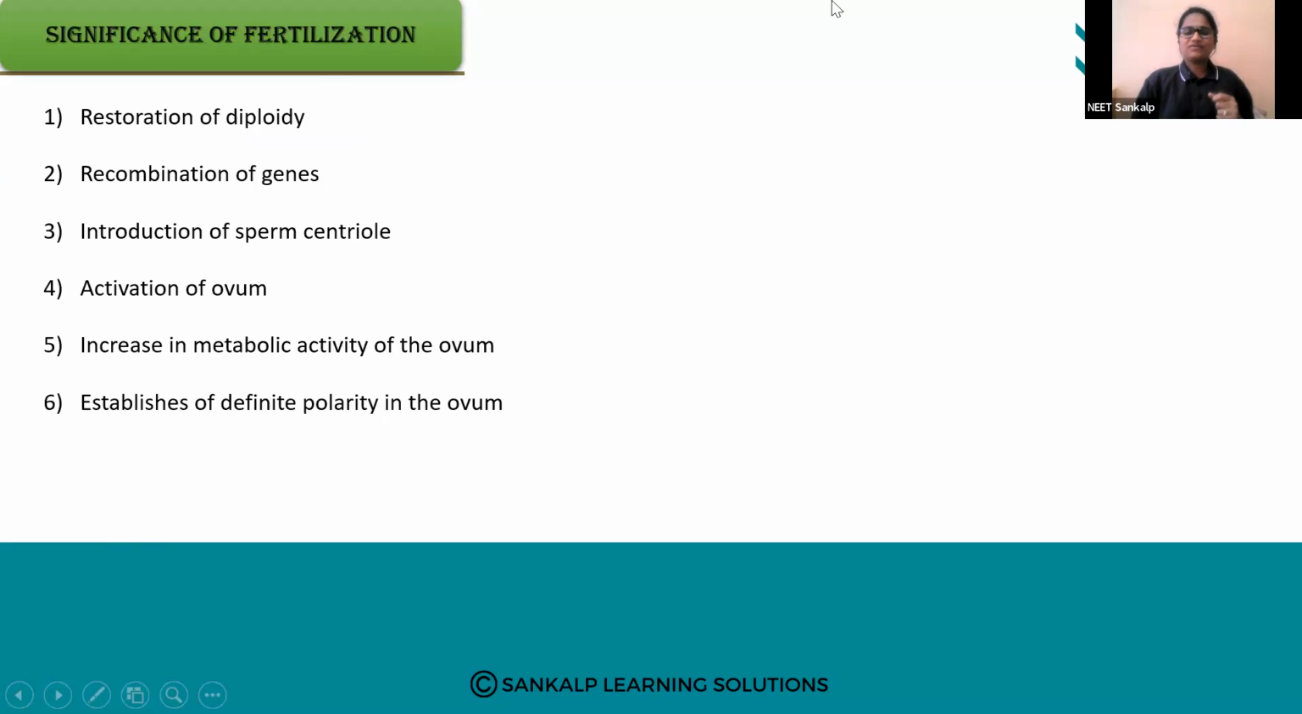Yes. Next, we have the significance of fertilization. Why should fertilization occur? Restoration of diploidy. As the organism is diploid, when a haploid male gamete fuses with a haploid female gamete, the diploid condition will be restored.